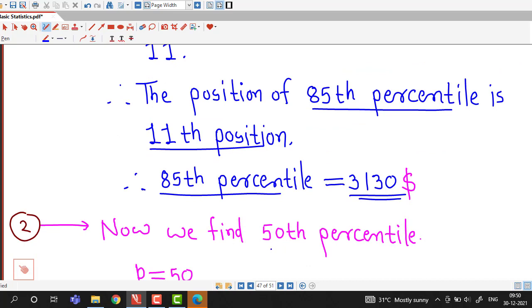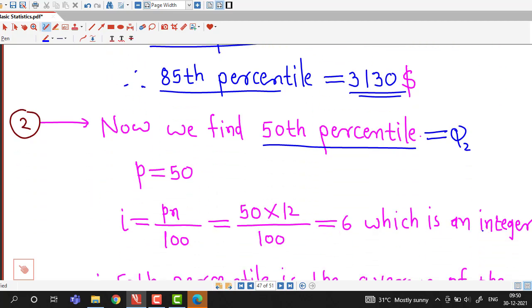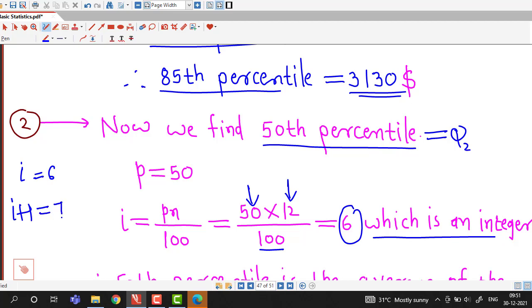Similarly, we find the 50th percentile. This is nothing but Q2, or the second quartile, or the median. Here p is 50. We first find i equal to p into n by 100. p is 50, n is 12, and we obtain the value 6. This is an integer. If i is an integer, we concentrate on the ith and (i plus 1)th observations. i is 6 and i plus 1 is 7.